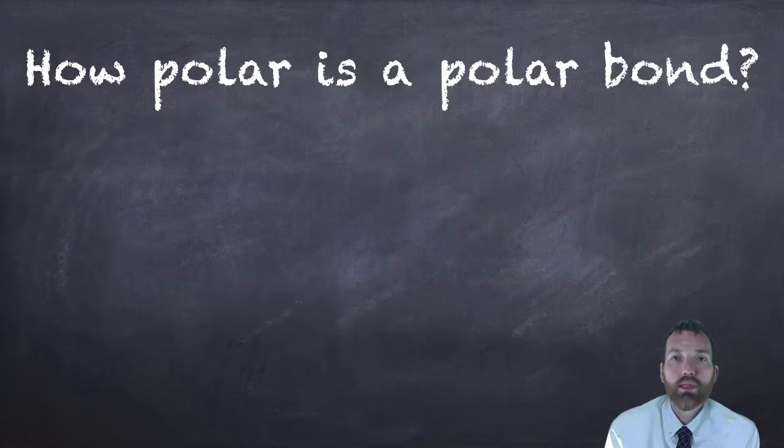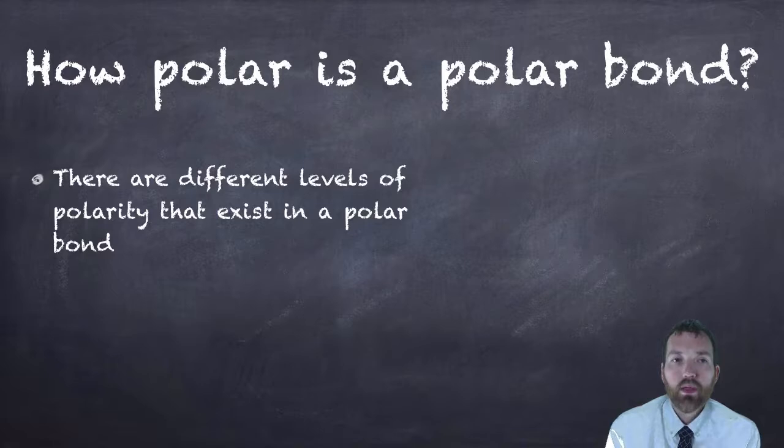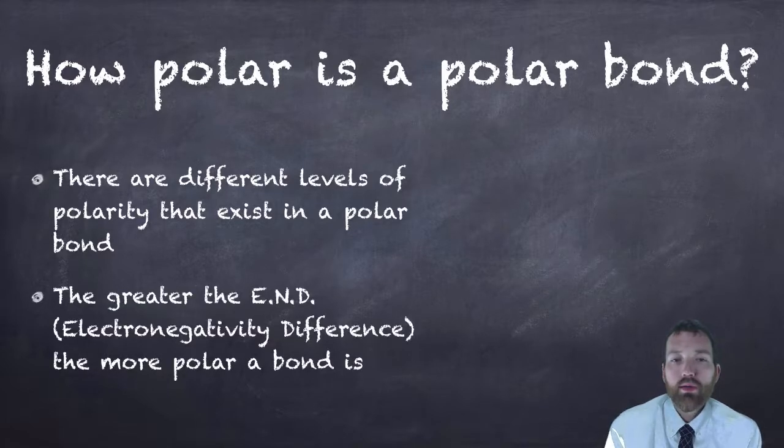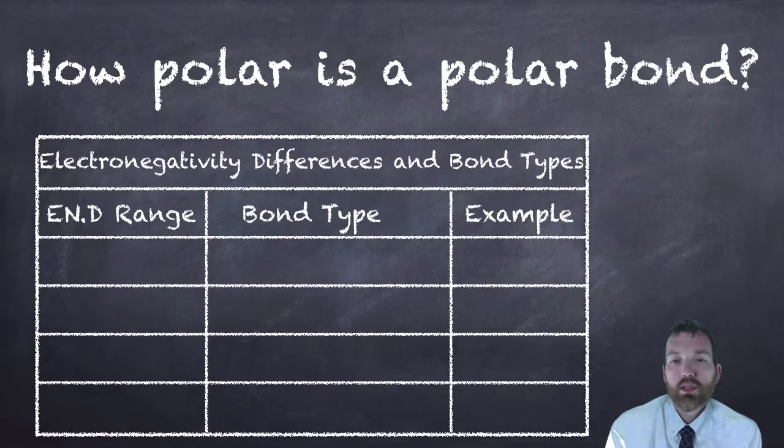So how polar is a polar bond? It turns out there's different degrees of polarity. So the greater the electronegativity difference, or END, the more polar a bond is. So this is a chart that I want you to just copy down in your notes. Unfortunately, you have to memorize this. It's kind of nitpicky, but I've seen it show up on the Regents a couple of times. So just to be sure, I want you to memorize some of these ranges and what they mean.